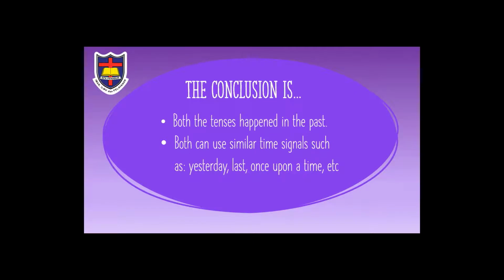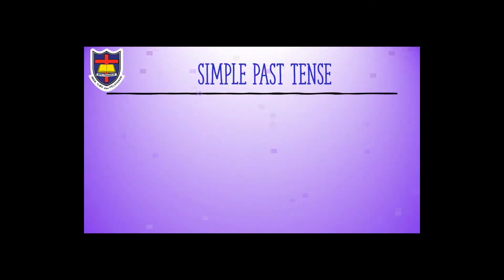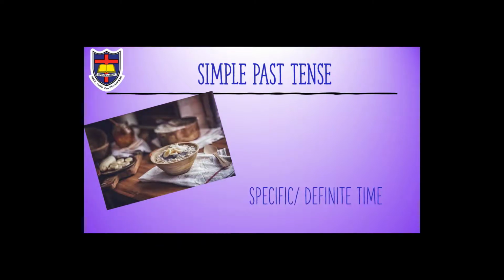The conclusion is, both the tenses happened in the past. Both can use similar time signals such as yesterday, last, once upon a time, etc. The first function of simple past tense is that it is used for a specific or definite time. I bought some porridge yesterday. Yesterday is the definite time here.